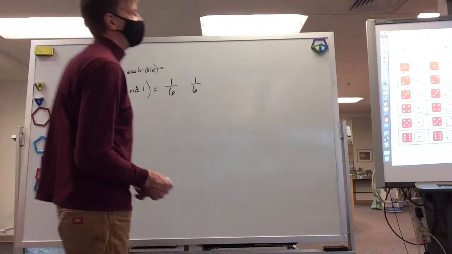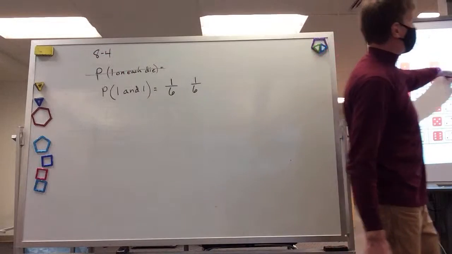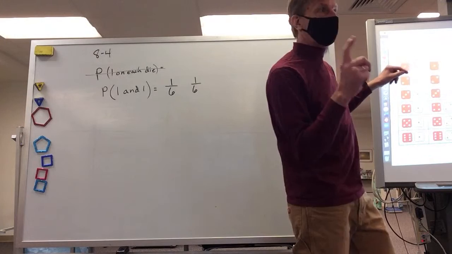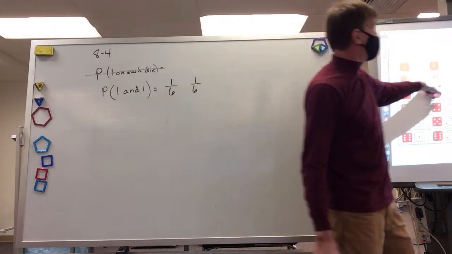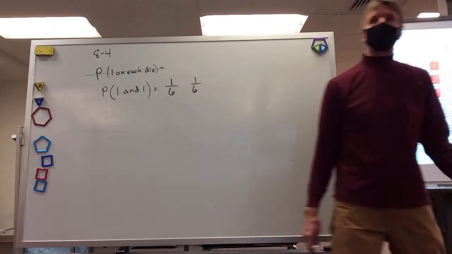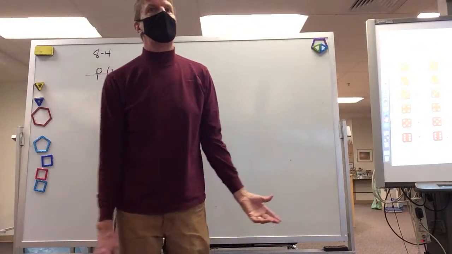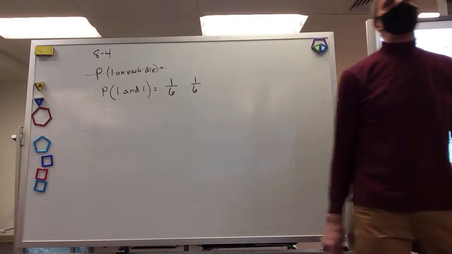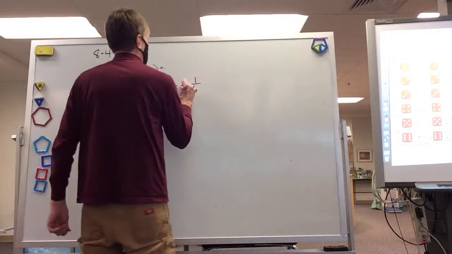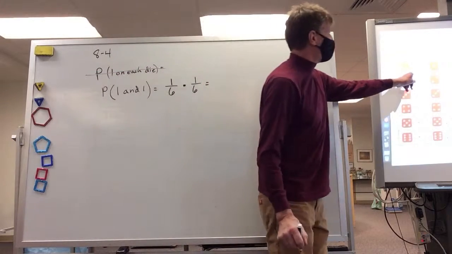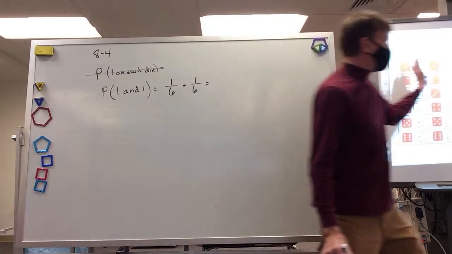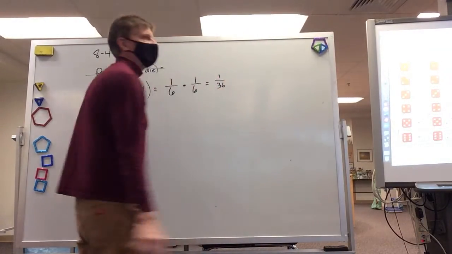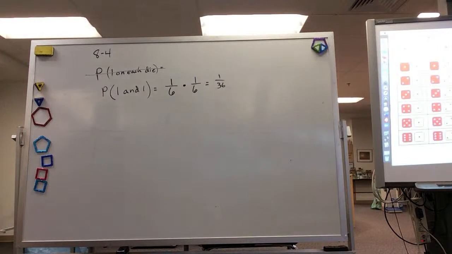But in this case, if the colored is a 1, there's 6 different ways the white can come up. So there's 6 possibilities. If the colored is a 2, there's again 6 possibilities. If the colored is a 3, there's 6 more possibilities of the white. So all of this gets multiplied out. And if we look at this, there's only 1 out of all 36 combinations which is a 1 and a 1.